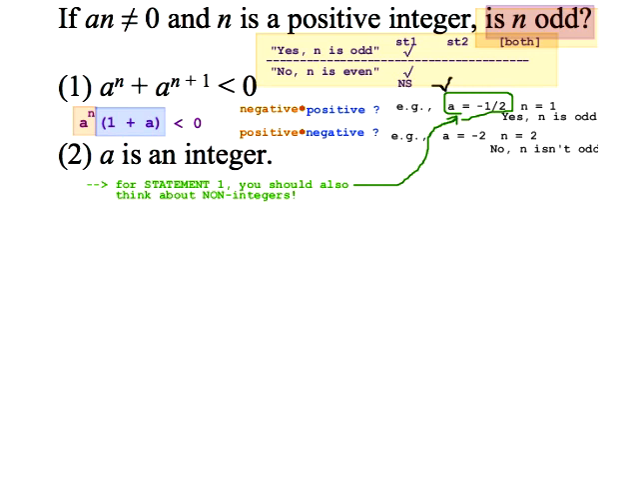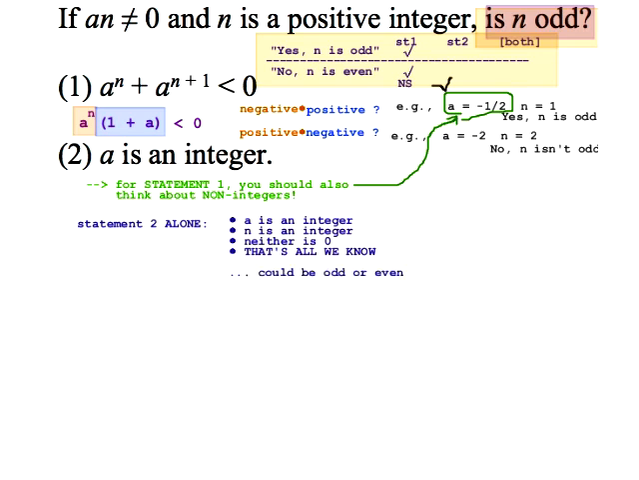Because if all you have is statement 2 alone, then we have that a is an integer, and we have that n is an integer. And then the product is not 0, so neither is 0. That's all we know. So it definitely could be either way. That's going to go both ways for sure. So that's not sufficient.